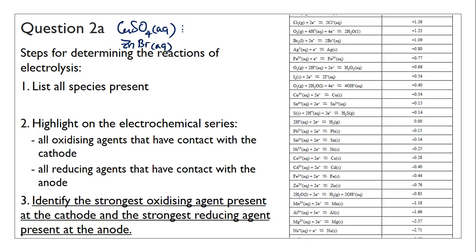So copper sulfate is once again an ionic compound. It contains copper 2 plus ions and sulfate ions, and obviously water because it's an aqueous solution. Zinc bromide, that should be a 2 here, contains zinc 2 plus ions and Br minus, and also water. So there are 5 species present, and because they are all present in the electrolyte, everything is going to have access to the electrode. So you don't have to worry about this at this point in time, I guess. And I'm just going to highlight everything.